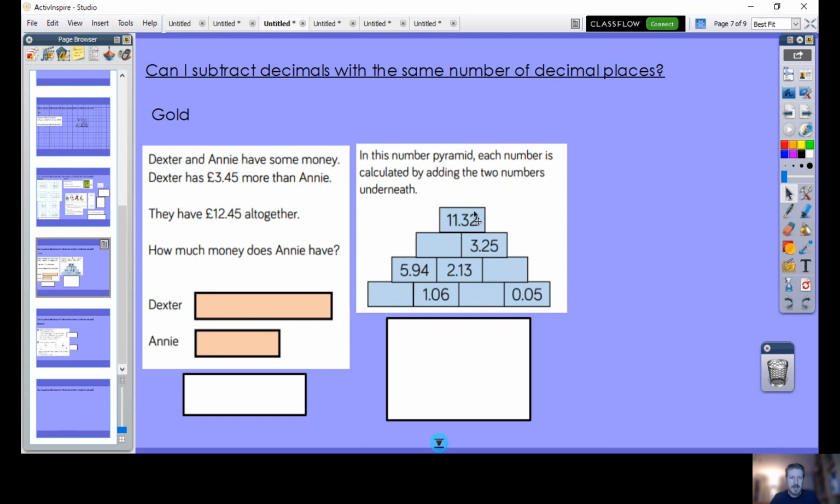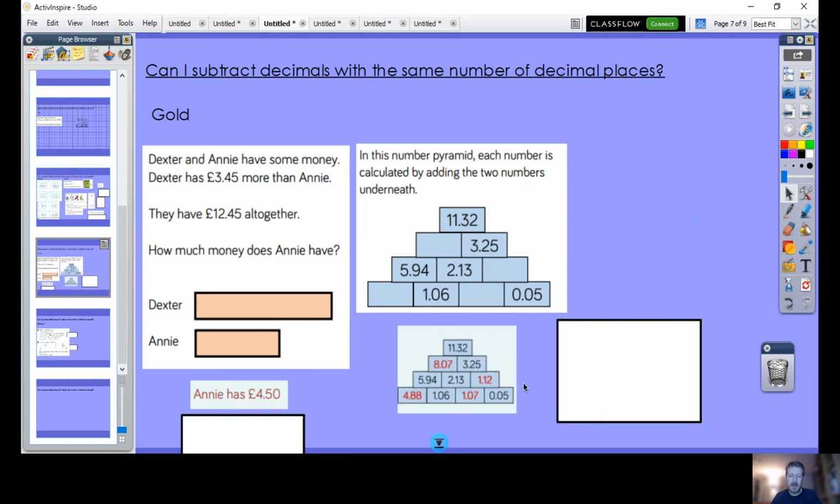Okay, let's have a little look at the answers. So Dexter and Annie have some money. Dex has £3.45 more than Annie, but they have £12.45 altogether. How much money does Annie have? Annie has £4.50. In this number pyramid, each number is calculated by adding the two numbers underneath it. So hopefully using adding and subtracting to be able to calculate the missing numbers in the pyramid.